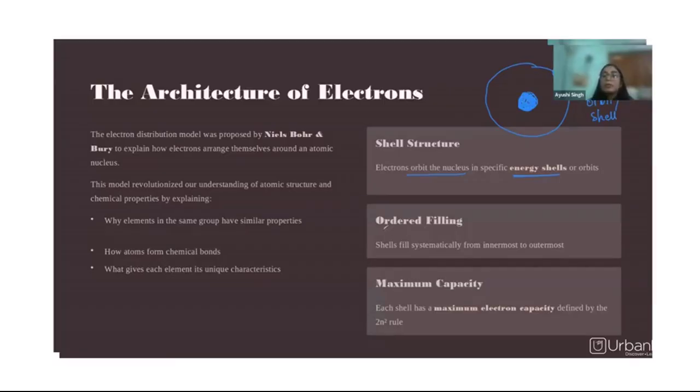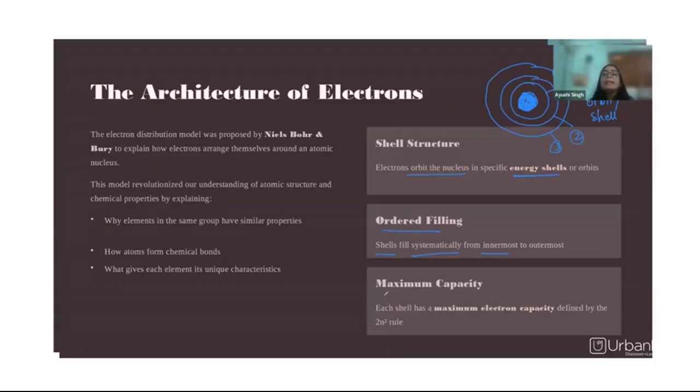Now we'll also get to know ordered filling. Shells fill systematically from innermost to outermost. That means if there is a shell inside and this shell is also there, the inner shell will be filled first, then from inner to outer, the second, and lastly the third.